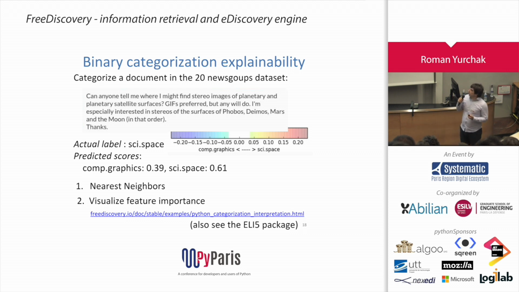The second thing we can do is try to visualize the importance of different features. Here we implemented a way to visualize how much each of the words had an impact on the result, right? What you see here is that this document got categorized as space because of the words moon, planetary, and Mars. And words like images, GIFs, and apparently thanks are those getting it categorized as comp.graphics, right? So apparently people thank more in comp.graphics.